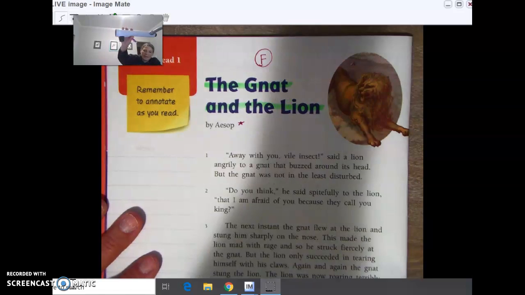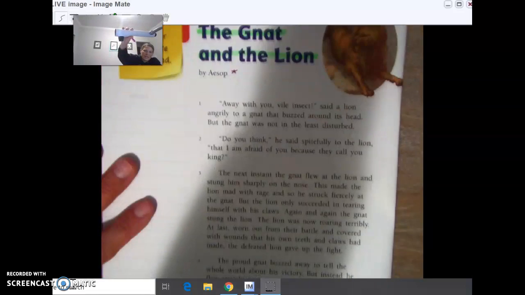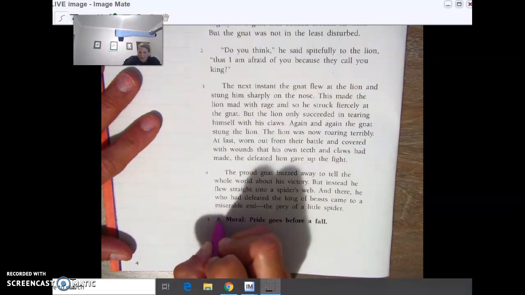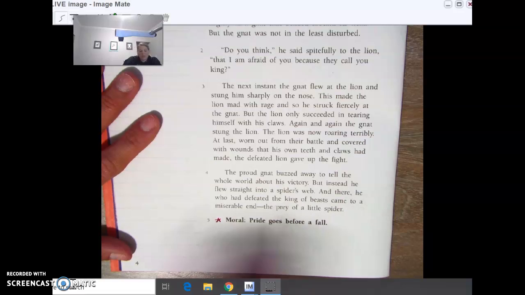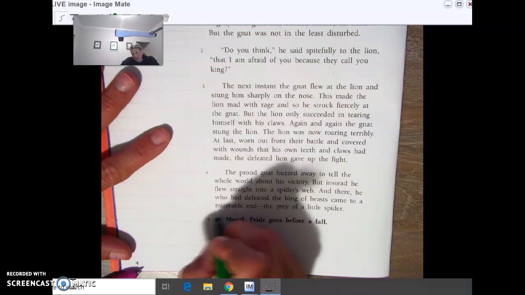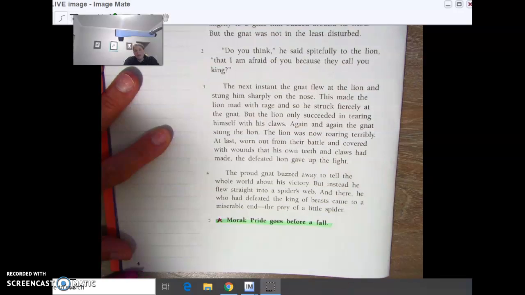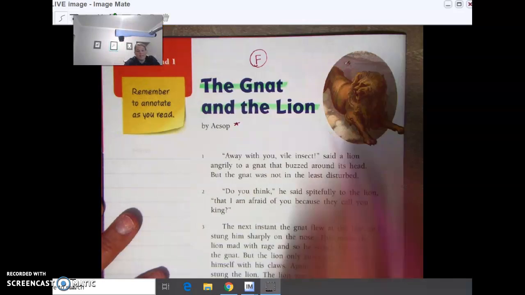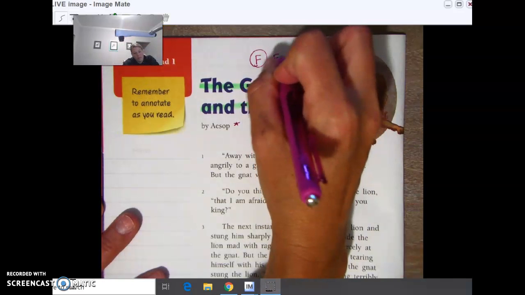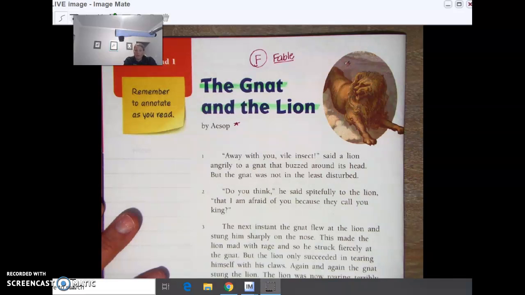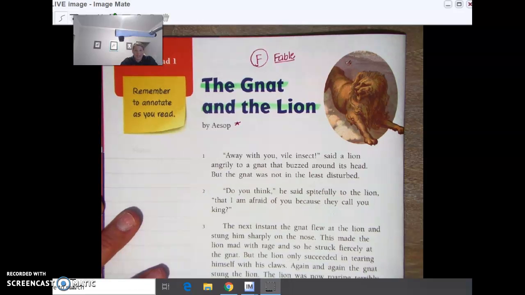And at the bottom of my page, in black bold print, I see that there is a moral of the story. And the moral is that pride goes before a fall. So we'll talk about that too. But because there's a moral, I also know that it's a fable, because fables often teach me a moral, something I can apply to my life. All right, let's start reading.